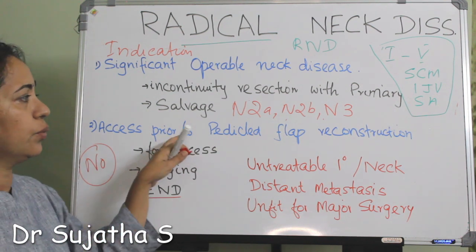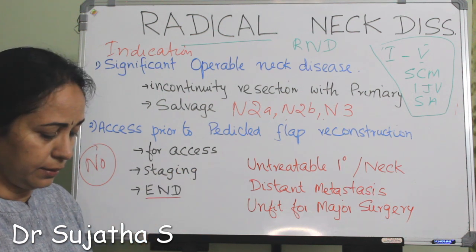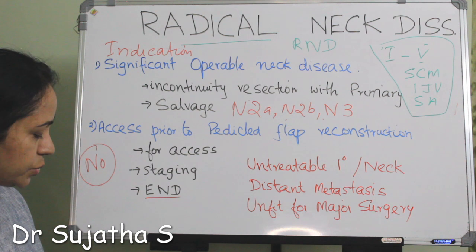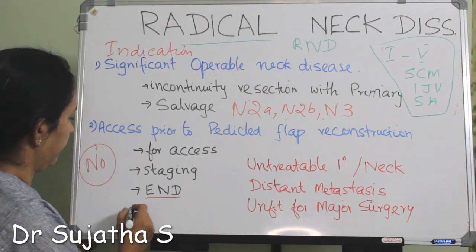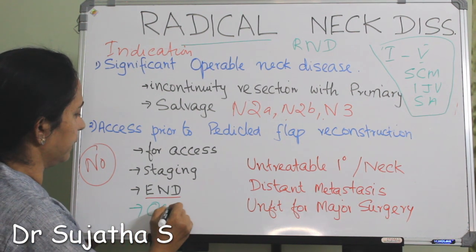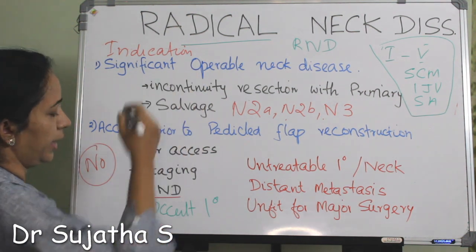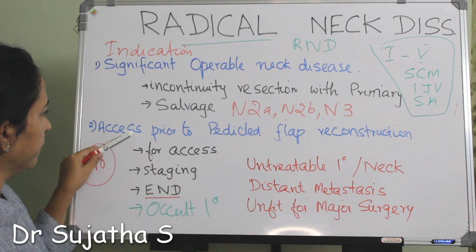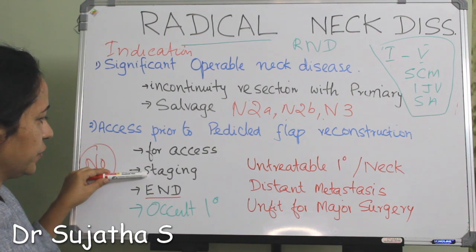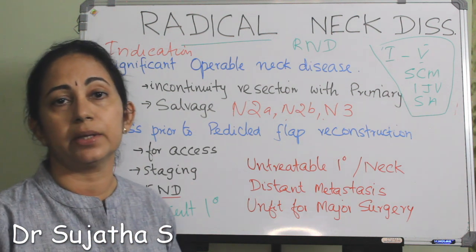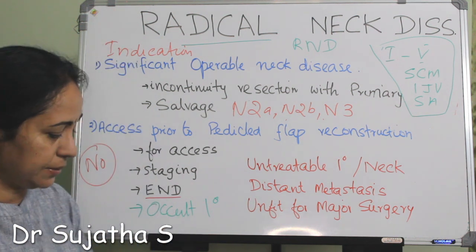In that case, we go for a radical or a modified radical neck dissection, and also for occult primary. This is also an indication for a radical or a modified radical. So, for access, for staging as an elective neck dissection, and also in case of occult primary, we can go for a radical neck dissection.